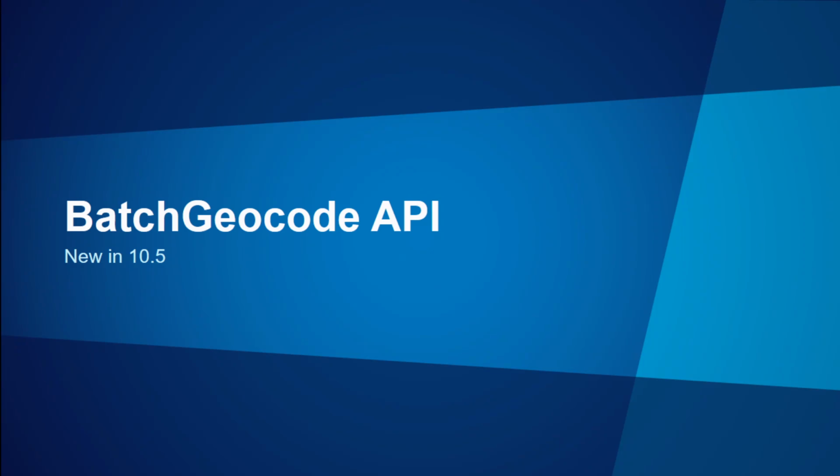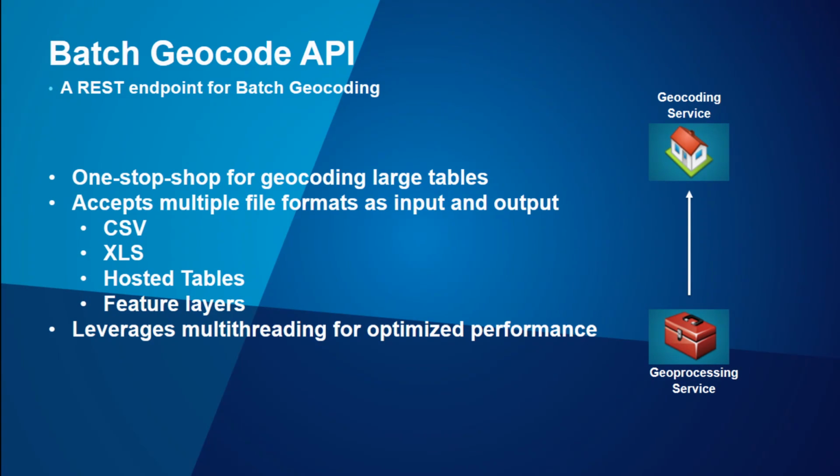Now there is another API available for batch geocoding called BatchGeocode, which is new in 10.5. So I'll describe the new BatchGeocode API. It is another endpoint for batch geocoding. It's a one-stop shop for geocoding large tables. Whereas the Geocode Addresses API a lot of the times only takes up to 1,000 records, this will accept your large table. And the way it works is it doesn't just take in JSON and output JSON, it accepts multiple file formats as input and output.